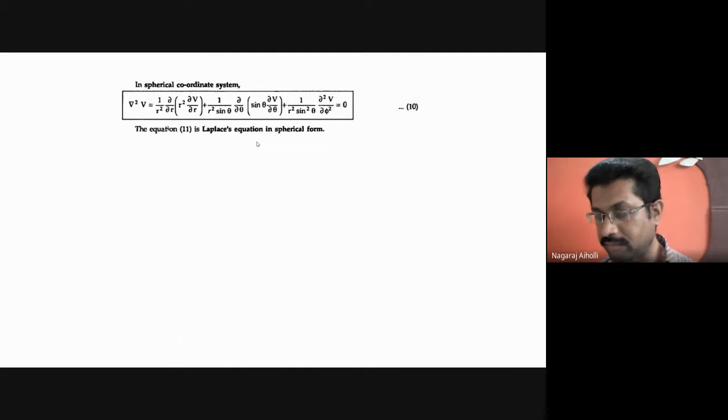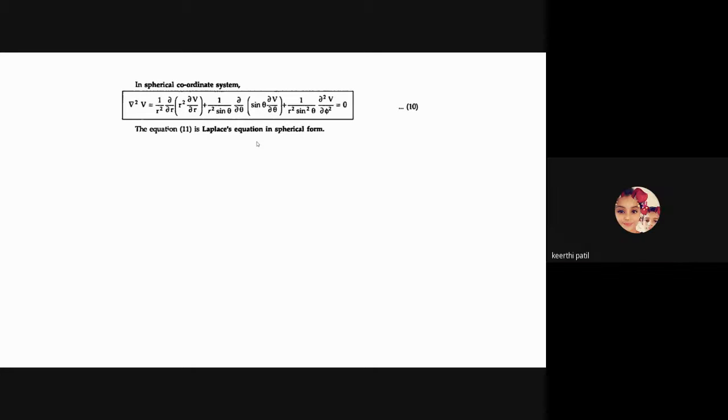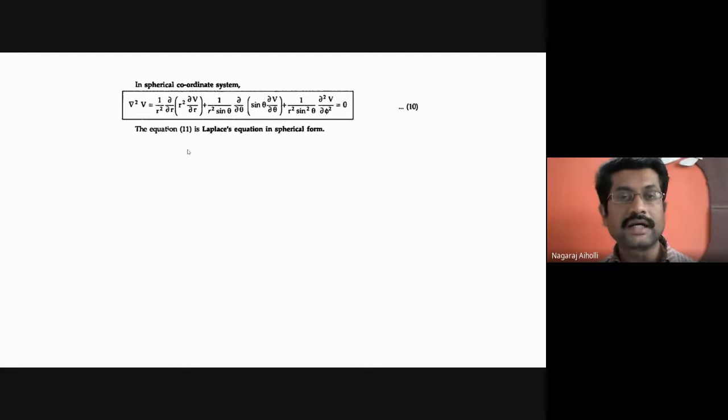Coordinates of the spherical system. Prathamesh? R, theta, phi, sir. R, theta and phi. Very good.